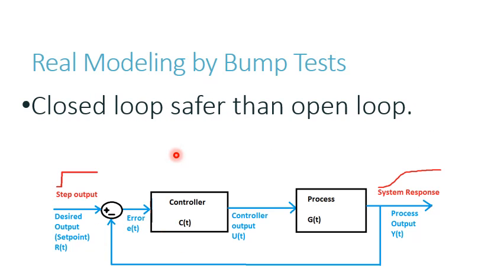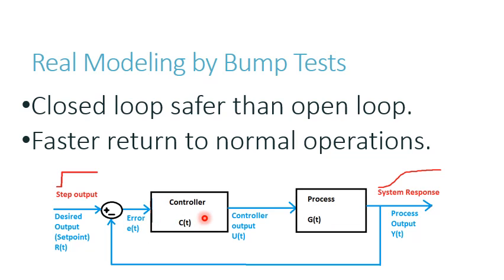This tends to be safer than open loop. It's safer for the people, it's safer for the process. It's not as damaging to the process because the feedback brings the process back to its equilibrium point. And also you get a faster return to normal operations. You're supposed to be typically in closed loop, and you stay in closed loop, so you don't need to hook that back up or account for any changes in the process or wait for it to cool down or anything like that.